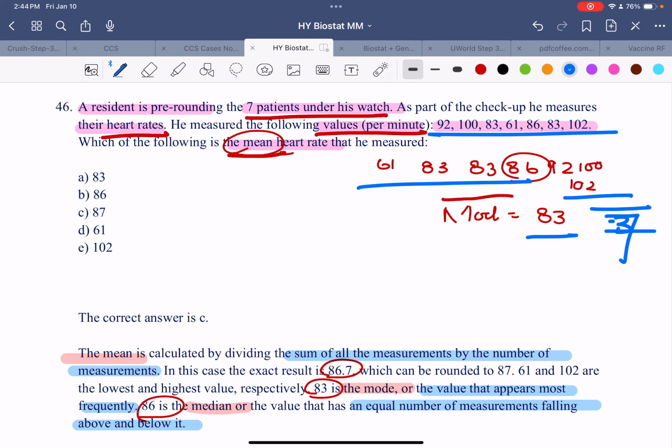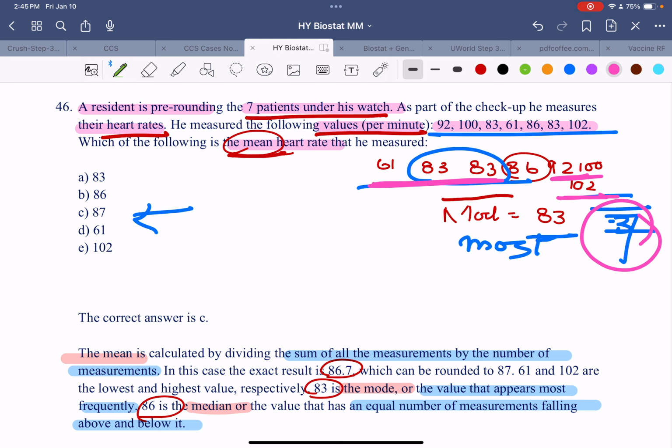So 83 is basically the mode, the most frequent value, right? But the mean is actually 87, and if they ask you for the median, you should be able to calculate the median as well, the value that is in the middle. I told you there are 7 values. If you arrange them in ascending order, there are 3 values at the bottom and 3 values at the top. So the value in the middle, 86, is the median because it is in the middle, right?